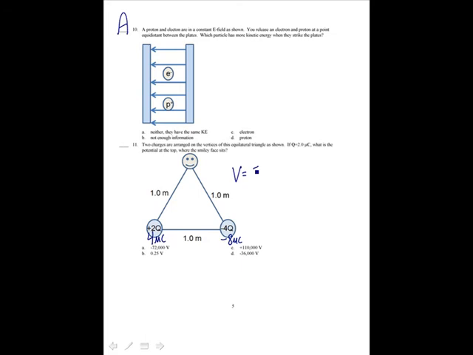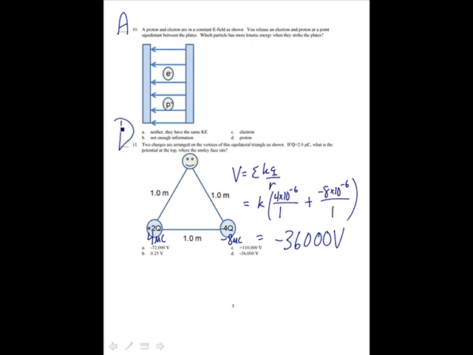You just say V is equal to the sum of KQ over R. So that is K times 4 times 10 to the minus 6 over 1 plus negative 8 times 10 to the minus 6 over 1, and putting in K is 9 times 10 to the 9th, I get negative 36,000 volts. That is D.